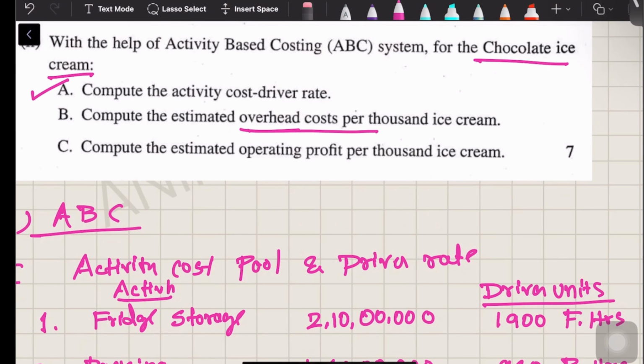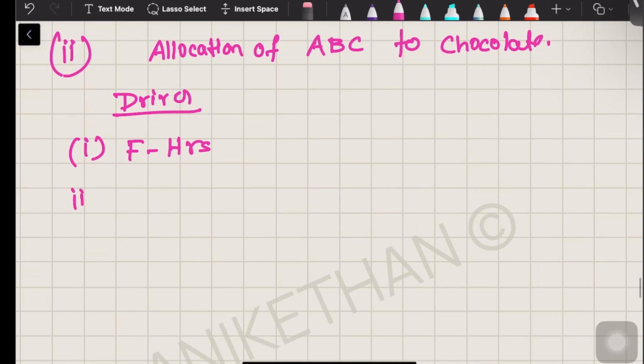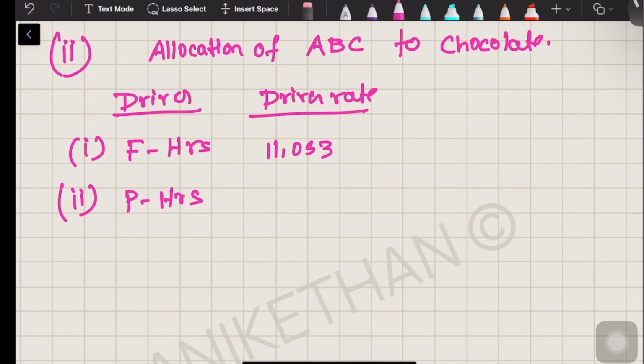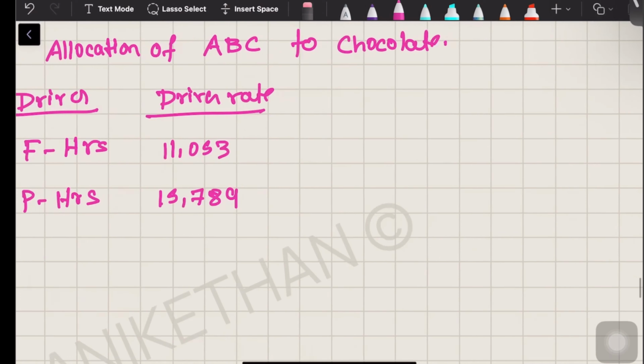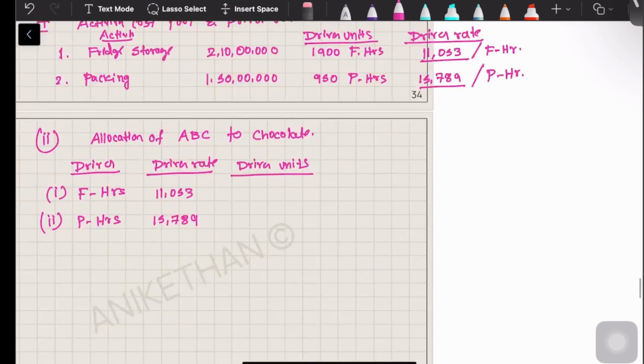Second question asks to compute the overhead cost as per ABC. So allocation will be based on the utilization of activity by ice cream. So we write two drivers which are fridge hours and packing hours. Then the driver rate, which was calculated in the earlier step, we write it here. Next column, what are the driver units for ice cream? That we represent here and then multiply it with the driver rate.